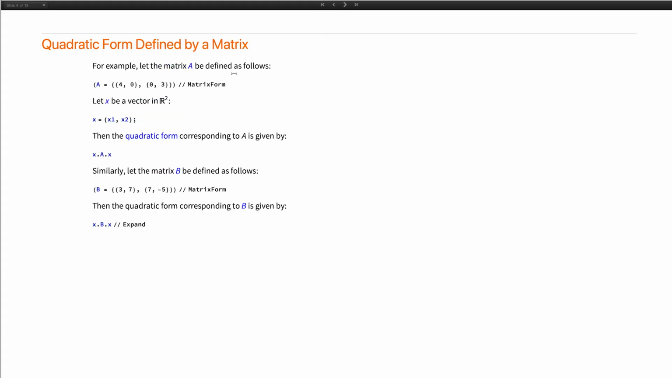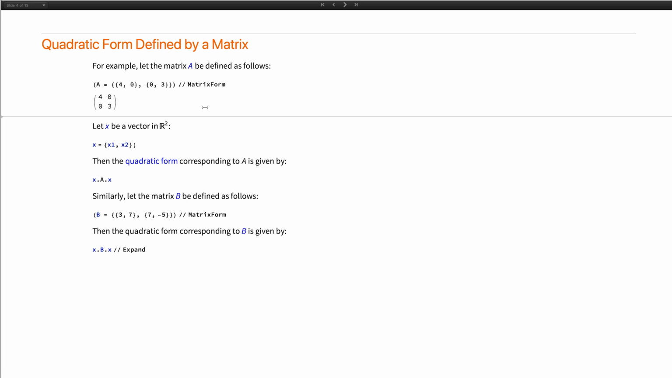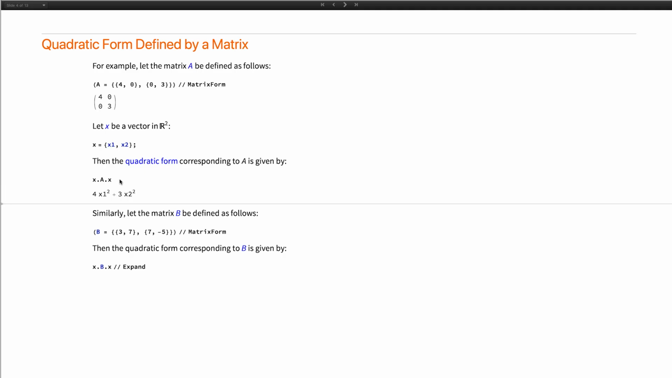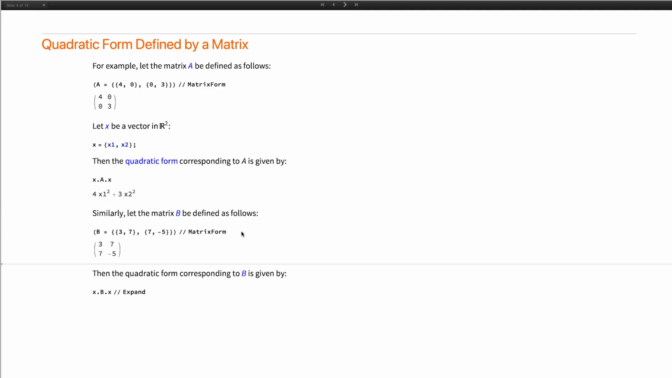So as an example, here is a matrix A. It's a very simple diagonal matrix. Let's try and find the quadratic form corresponding to it. And you see over here that you get back a very simple quadratic form. And if you take a slightly more complicated matrix, B, again it's symmetric, then you can again form the quadratic form, but this time it's a bit more complicated. It's got a cross term in it. And notice that this 14 over here is 7 plus 7.